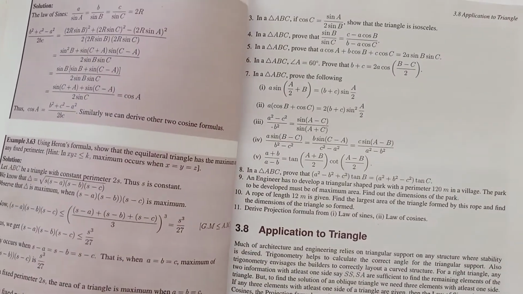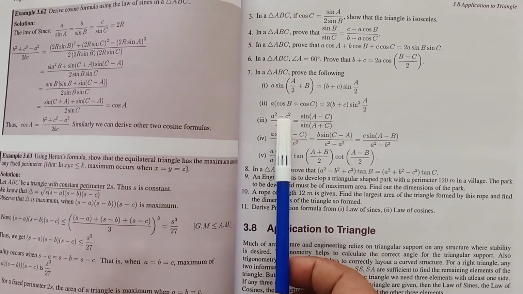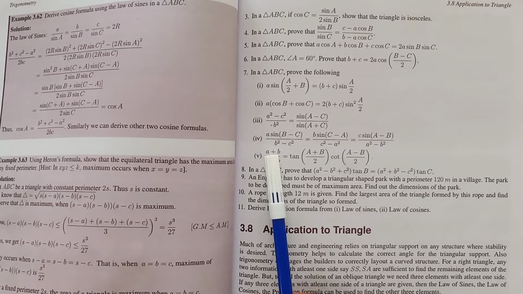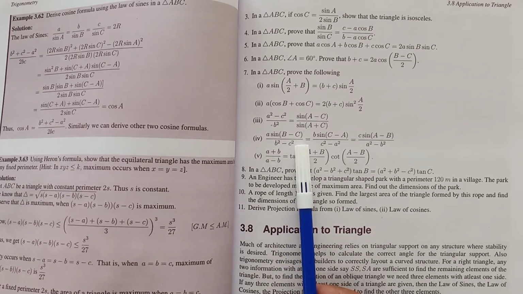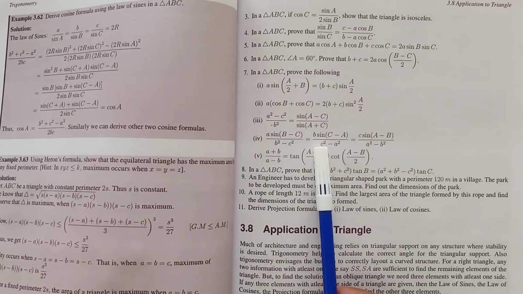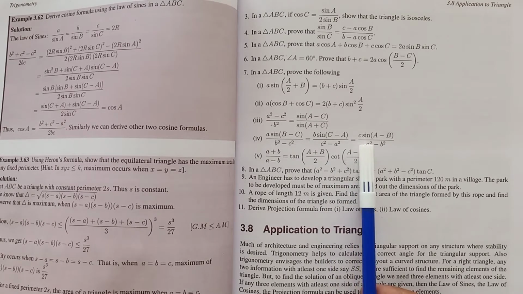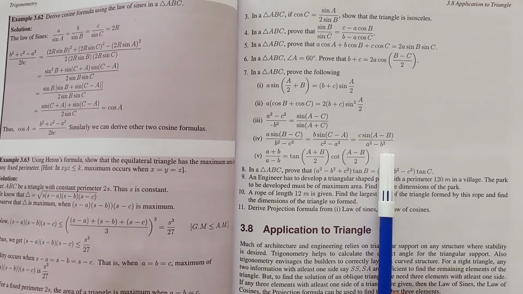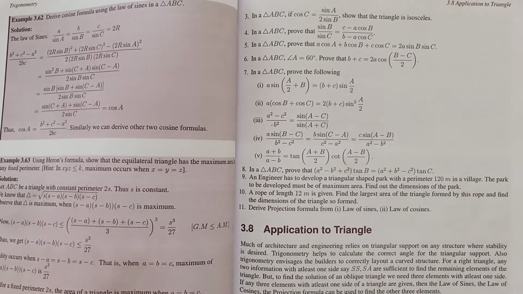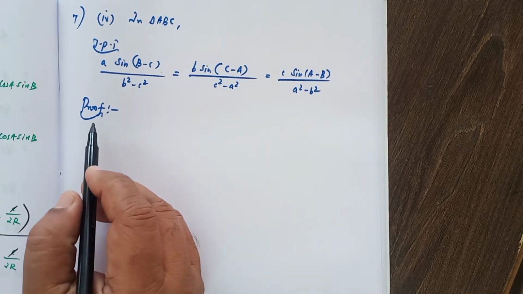Now problem number 7, subdivision number 4. In a triangle ABC, prove that a sin(B minus C) divided by b squared minus c squared is equal to b sin(C minus A) divided by c squared minus a squared, that is equal to c sin(A minus B) divided by a squared minus b squared. Here is problem number 7, subdivision number 4.